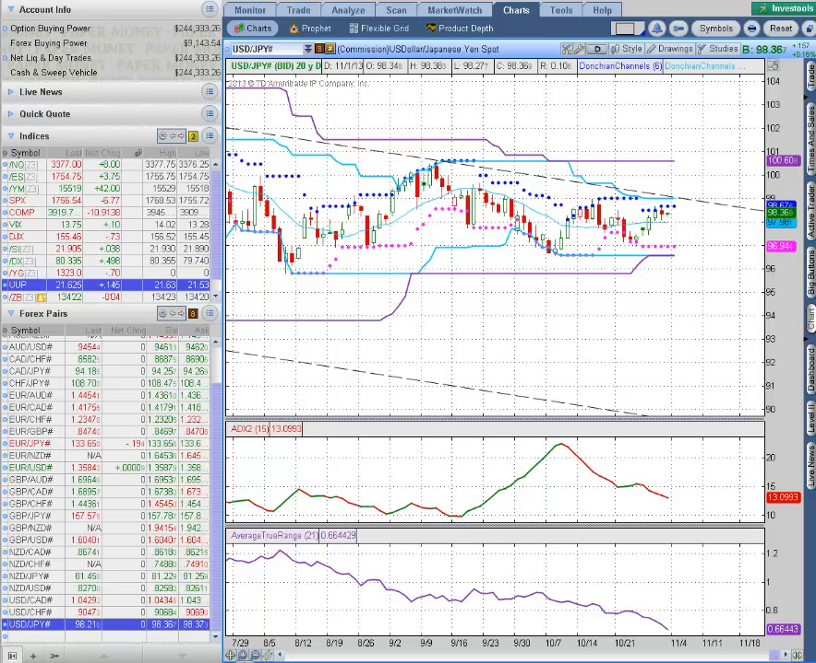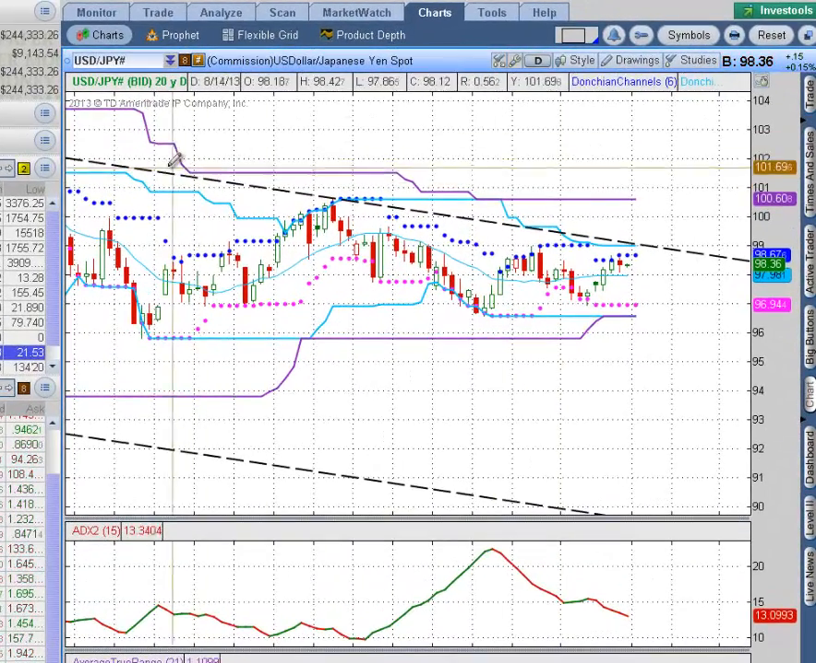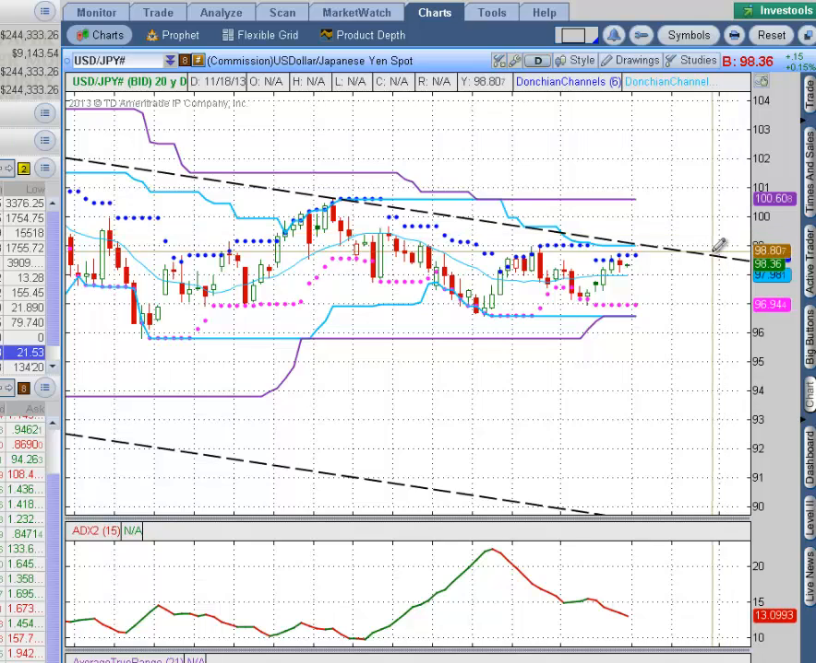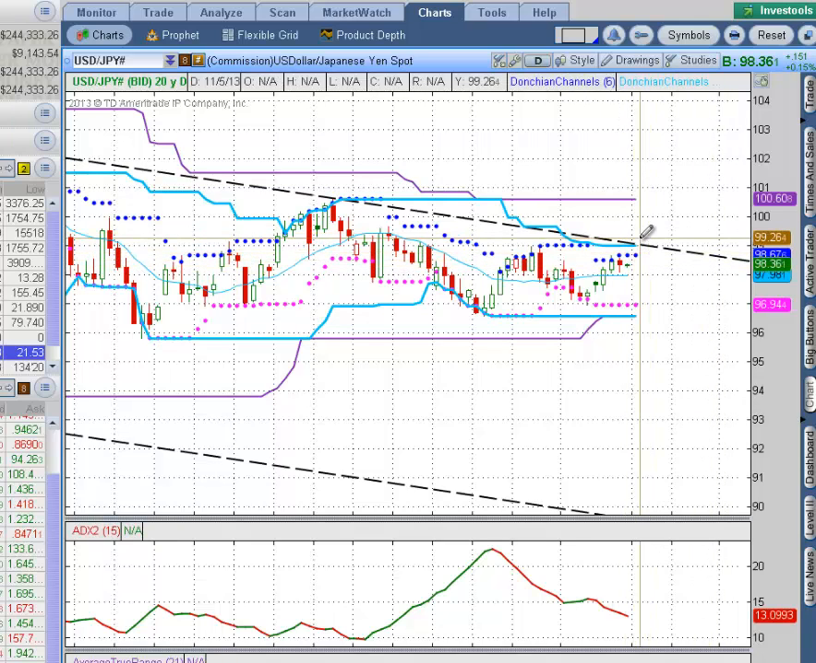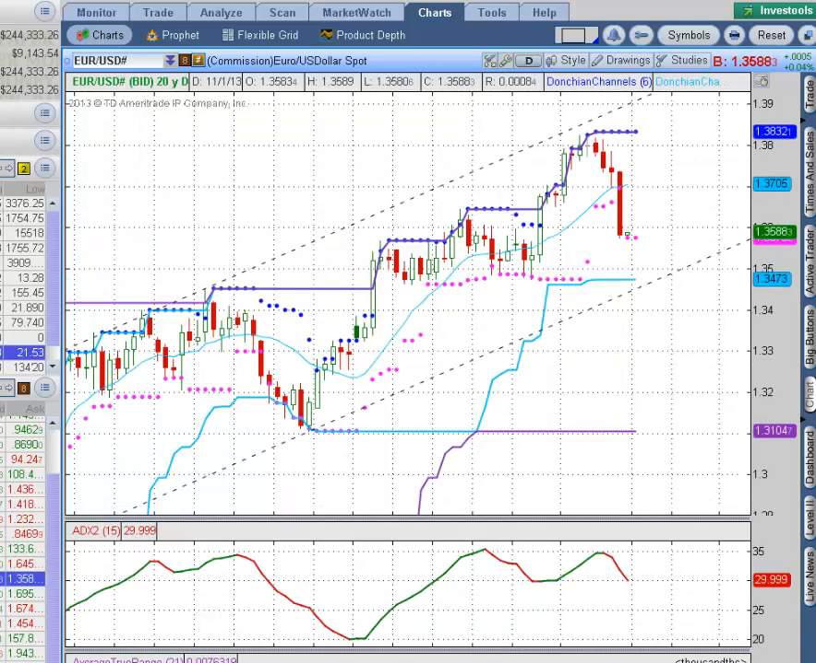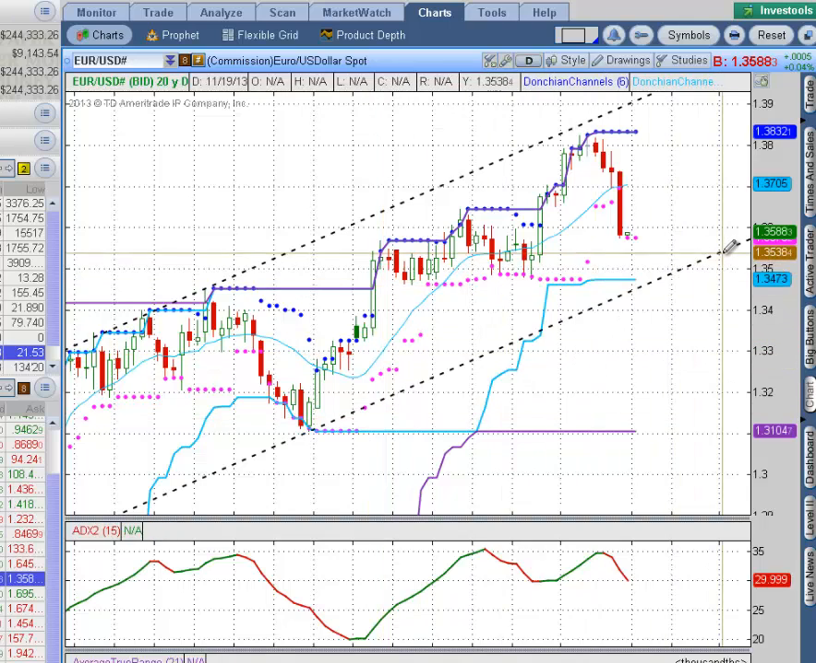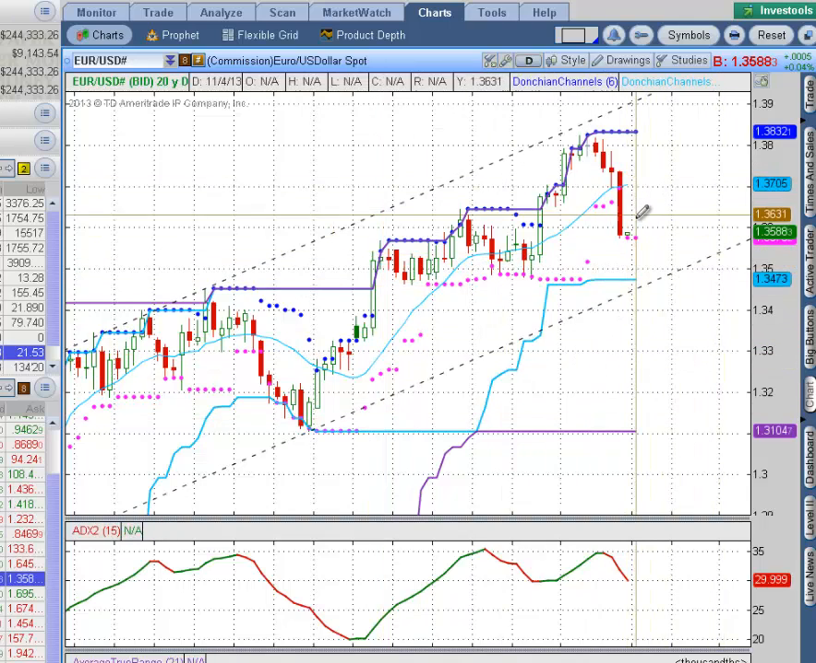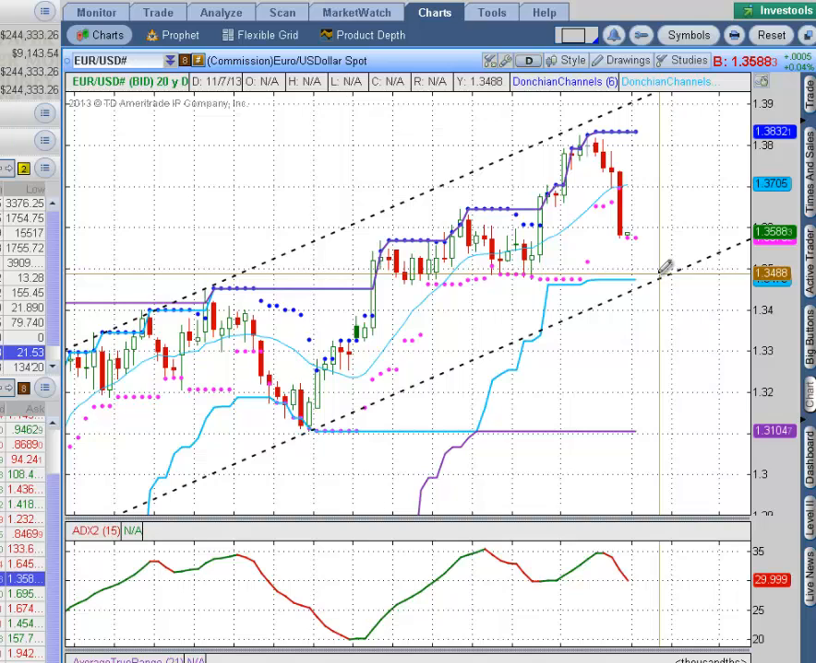Let's look at the price charts for a few of the more popular Forex pairs to trade. Here's the US dollar yen. As you can see, it remains in a downtrend. Price is approaching the top of the downtrend channel. Here's the euro US dollar. As you can see, it is in an uptrend channel, and the price is coming down to approach the bottom of the channel.